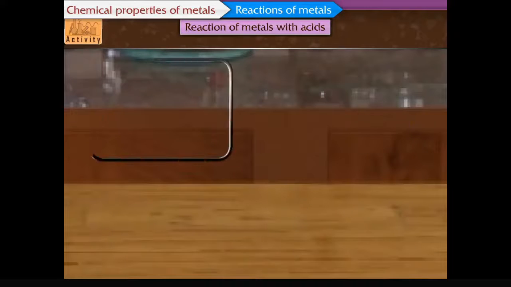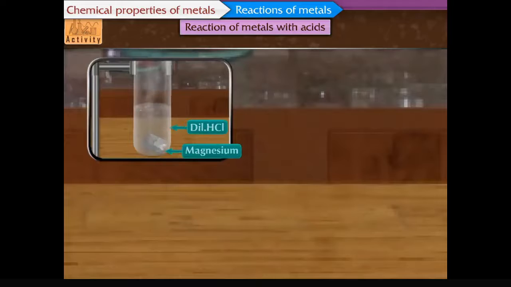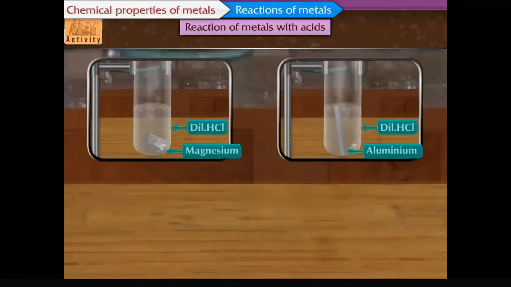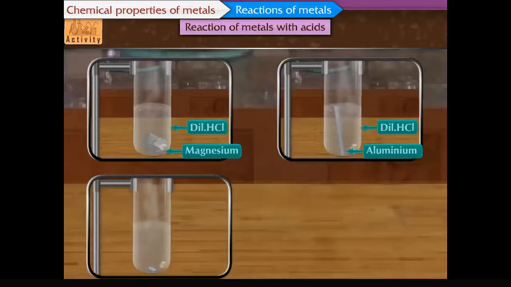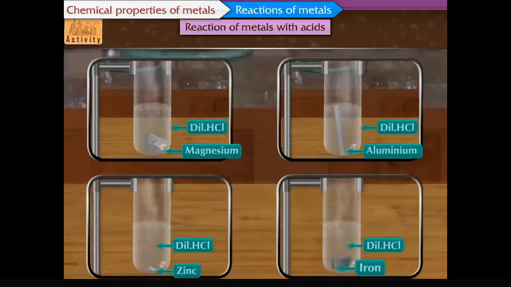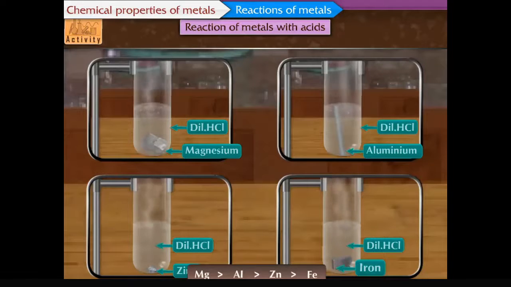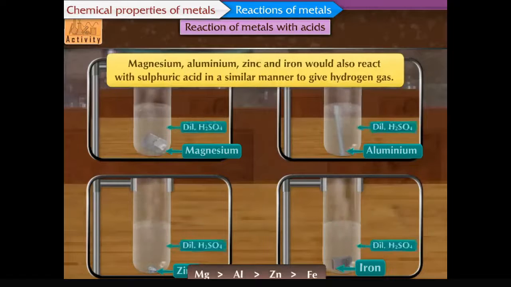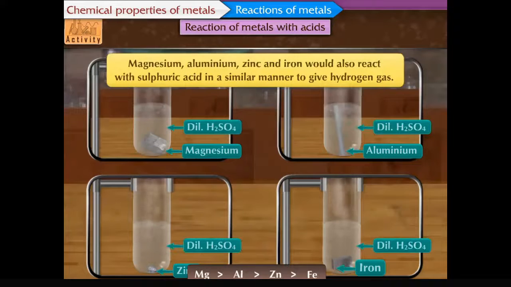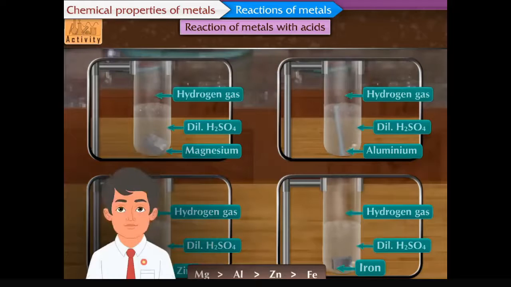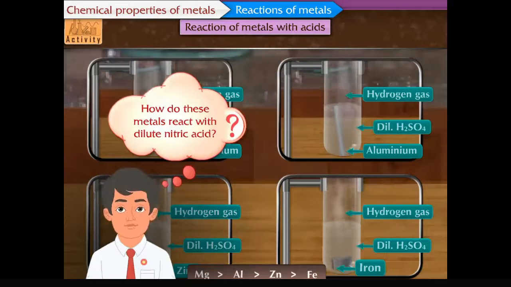In the test tube containing magnesium, the rate of bubbling is fast, followed by aluminium, then zinc, and the last is iron. So we can say that magnesium is more reactive than aluminium, followed by zinc and then iron. These metals would also react with sulfuric acid in a similar manner to give hydrogen gas. How do these metals react with dilute nitric acid?